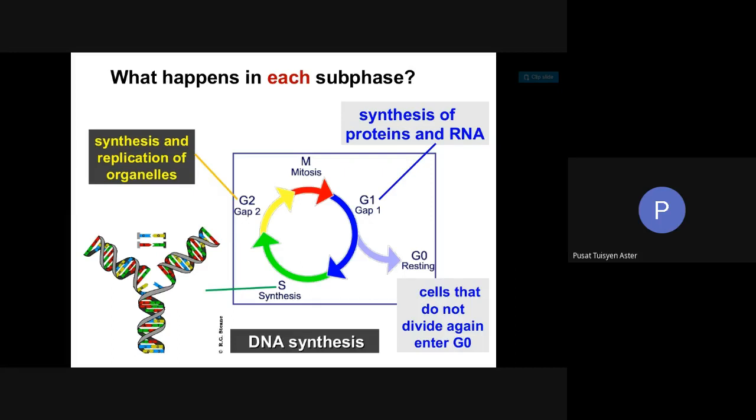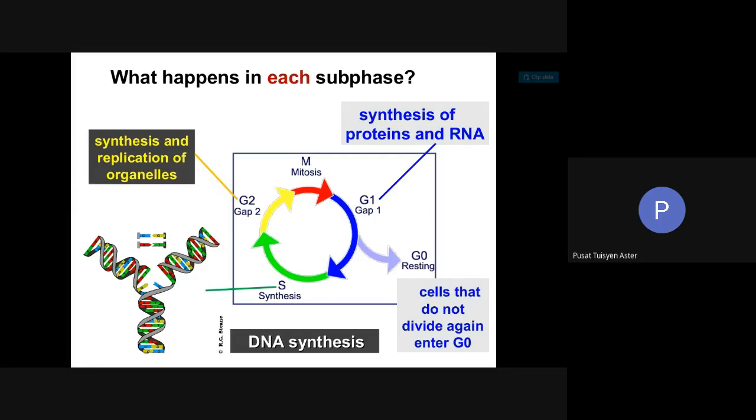Okay. So synthesis of proteins and RNA in the cells, and then G0 tu meaning the cells that do not divide again enter G0. Itu maksudnya the cells are at maximum stage already, cukup already. So they're not going to divide anymore. So once G1 is happening, after synthesis of proteins, RNA and all, dia akan masuk kepada synthesis. Synthesis is where DNA will now be synthesized by the cells. And then synthesis and replication of organelles dalam cell.